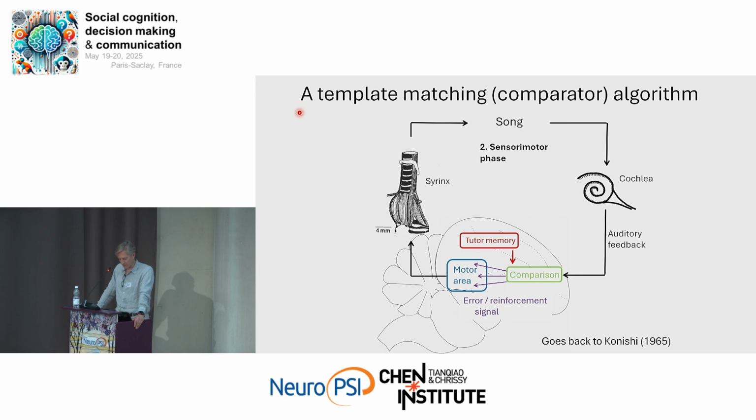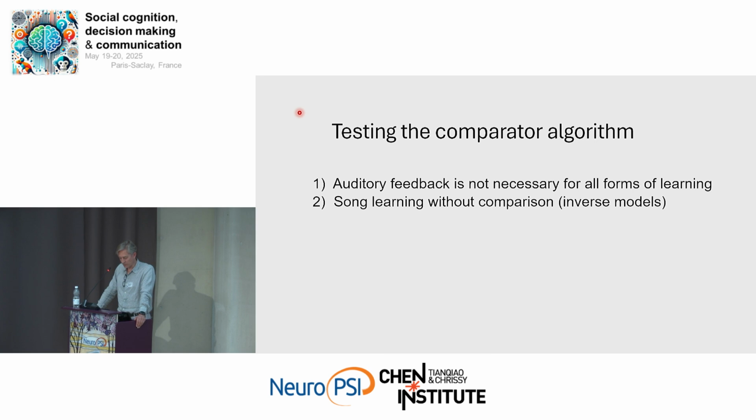And then if there's a good copy, then maybe dopamine is released or some other reinforcement signal. So this is the idea that has been around, and we designed a few experiments to challenge it. We said, well, maybe it's not like that, maybe it's something else. So we're testing the comparator algorithm by first showing that auditory feedback is not absolutely necessary for all forms of learning. And then I'm going to show you song learning without a comparison, right? So I think we find some evidence that it could be different. I'm not saying this is wrong, but there's evidence for other ways of learning that I want to share with you.